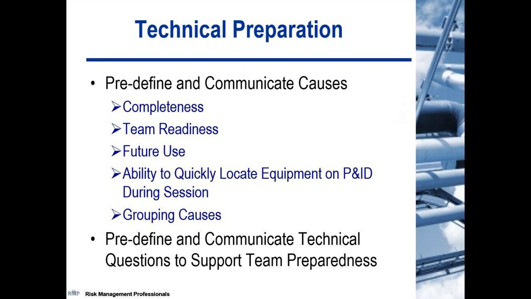And then the ability to quickly locate equipment on PNIDs during the session. This is extremely important, especially with remote PHAs. So for that, it's helpful to have a combined PNID set for easy reference. I do suggest having a notepad and writing down key PDF pages associated with specific PNIDs. This just allows you to easily jump between them as you're going through. If you have a set of 30 PNIDs, if you can remember that PNID 109 is on PDF page 3, then you can just put in 3 and jump between them, which is really helpful.